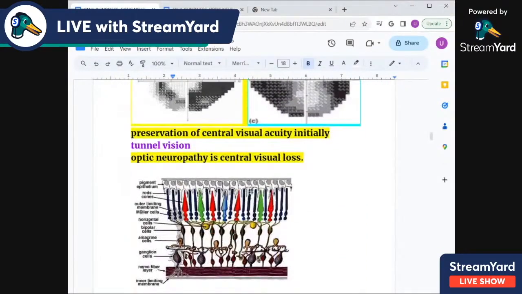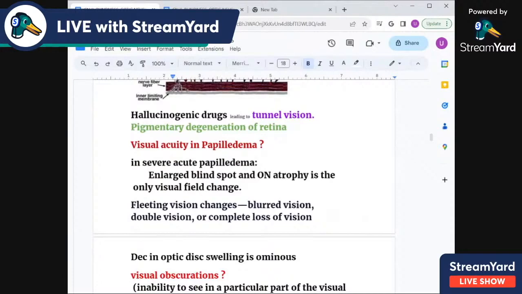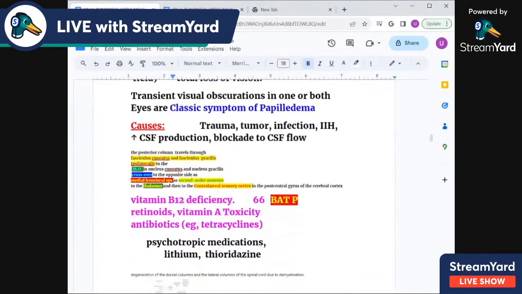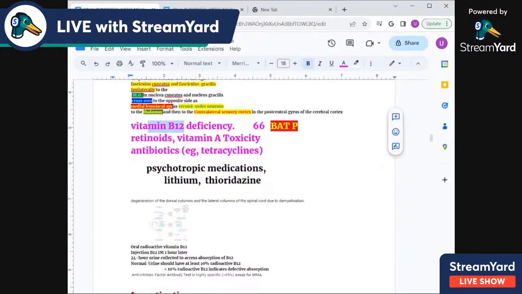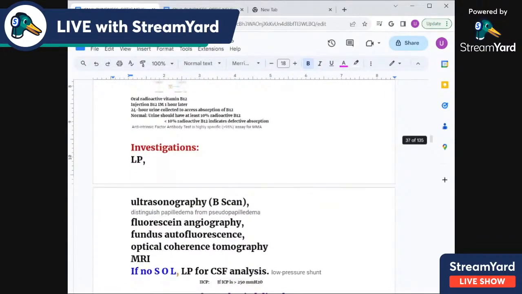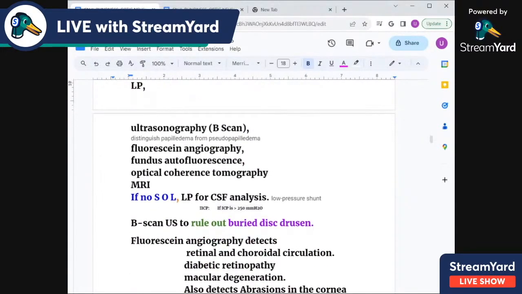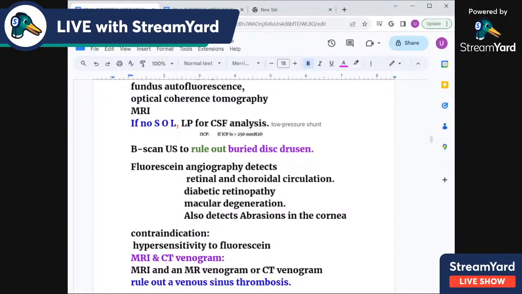So this is what we did, and then we did the star macula in papilledema, and then clinical features with tunnel vision, causes of tunnel vision. So these were the things we did, and we did investigations, causes of papilledema, vitamin deficiency, B12 causing papilledema, and antibiotics, tetracyclines, psychotropic medications, antipsychotics. Investigations of papilledema, all done: LP, ultrasound, fluorescein angiography, fundus autofluorescence, optical coherence tomography, MRI. All these investigations we did in detail.